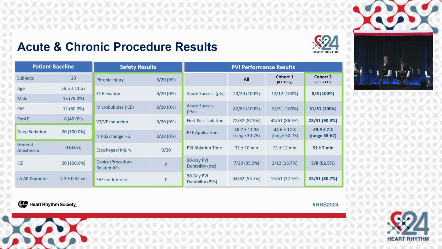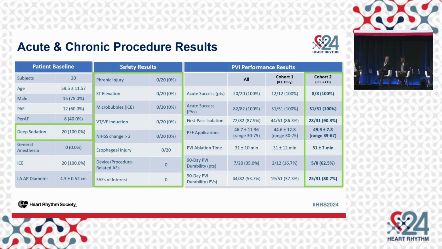So let's look at the performance results, and we've highlighted the last column. I think this is important to know. If you look at cohort 1 and cohort 2 and all these procedures, the PVI ablation time was about 30 minutes. First pass isolation was commonly achieved, in 90% of the cases, whether with ICE or with ICE plus contact. You got really excited because 9 out of 10 times, the first time you've ever used this catheter in a human, still learning how to use it, you were getting isolation.